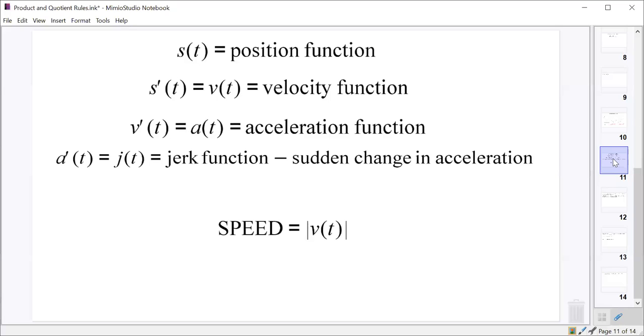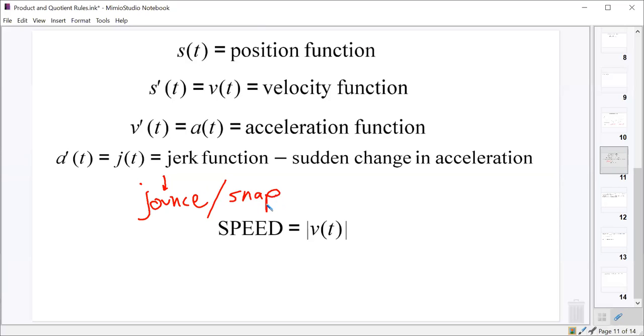It's called the jounce. So the derivative of jerk, which you're not going to really need to know, is called jounce. And sometimes they like to call jounce something else. Since you didn't know what jounce was, I'm guessing you probably don't know what the other name for jounce is. It's snap.